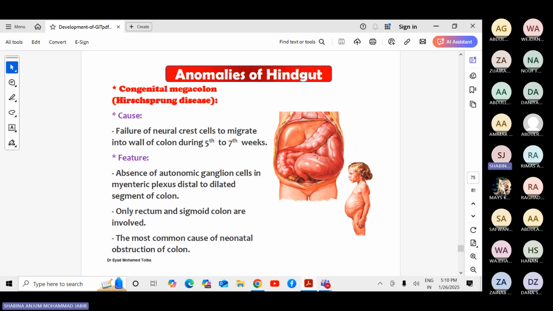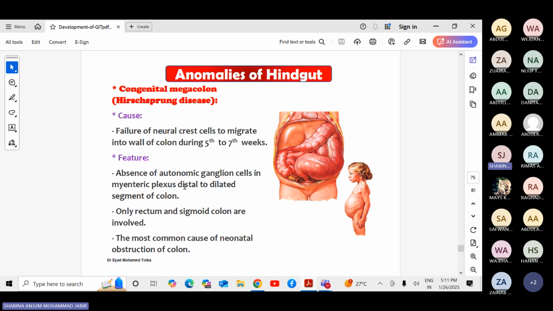So what could be the abnormalities in the hindgut? Congenital megacolon. Mega means enlarged, dilated. During the 5th to 7th week, neural crest cells migrate into the wall of the colon and form the autonomic ganglia. But if these cells do not migrate to the wall, what will happen? There will be absence of autonomic ganglion cells in the myenteric plexus.